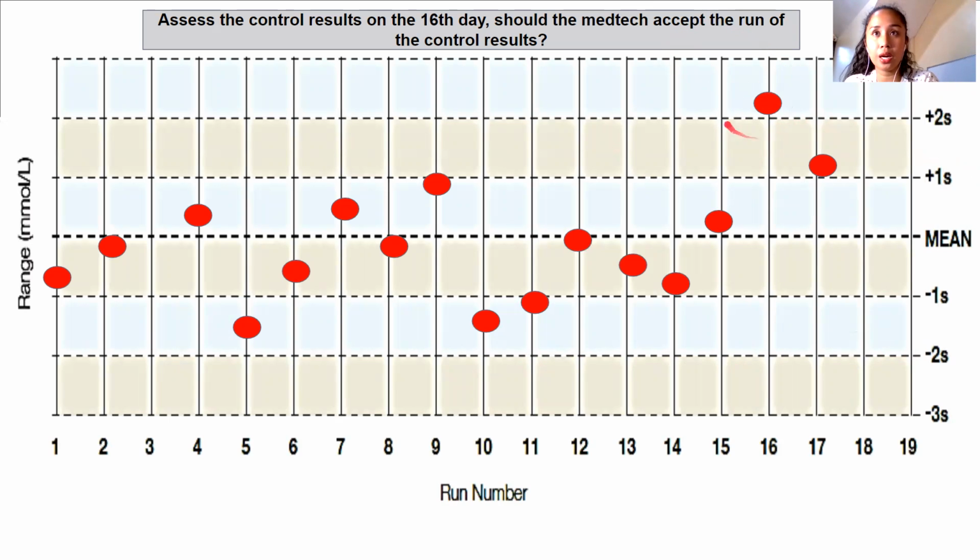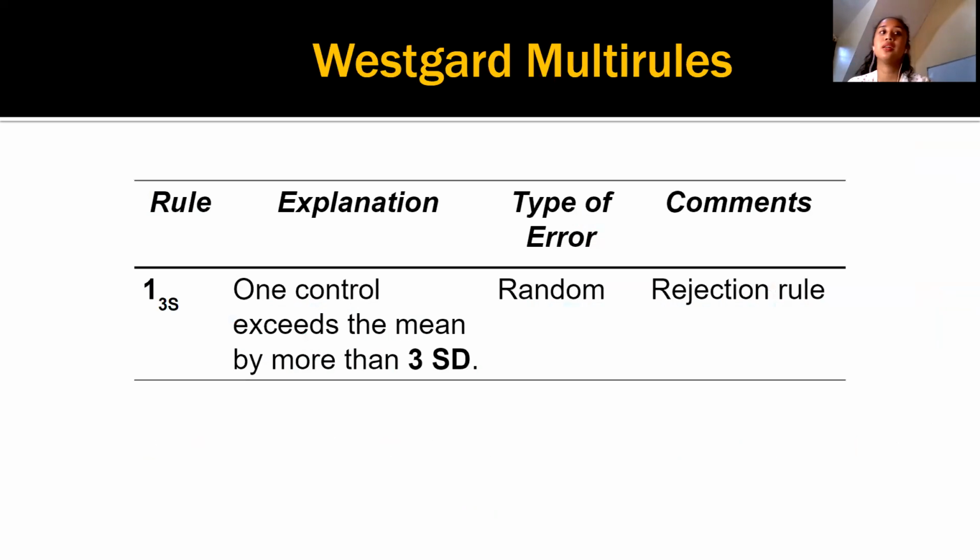So, ganitong itsura ng 1 2S. May isa na nag-extend beyond the 2SD. Pag lumampas, ganun talaga, lampas talaga dito ang 2SD. So may isang lumampas, warning lang ha. Warning lang yan. Okay. Next, 1 3S.